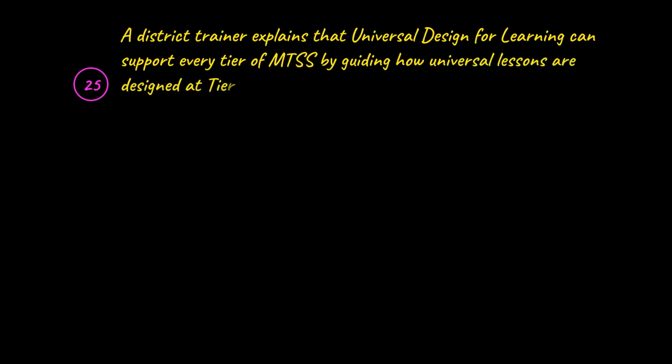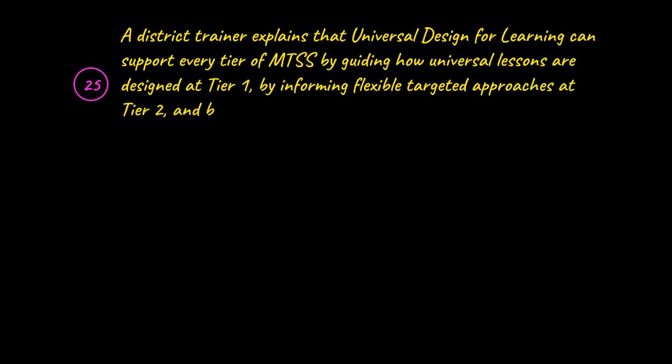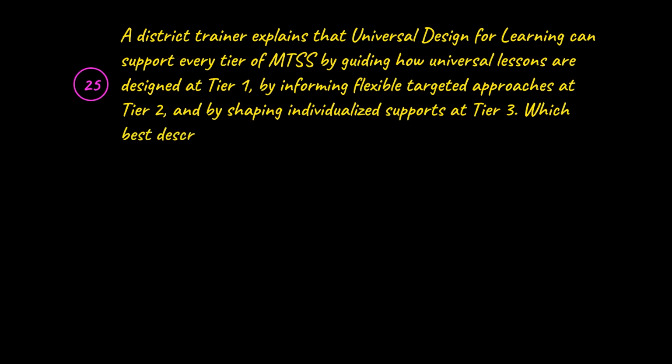Question 25. A district trainer explains that universal design for learning can support every tier of MTSS by guiding how universal lessons are designed at Tier 1, by informing flexible targeted approaches at Tier 2, and by shaping individualized supports at Tier 3. Which best describes the relationship the trainer is illustrating?